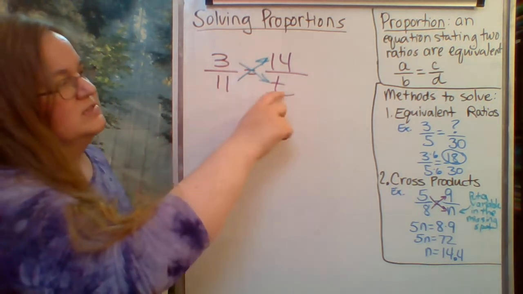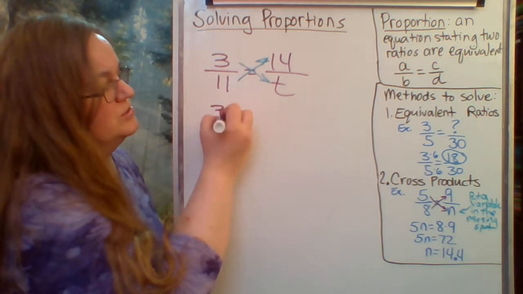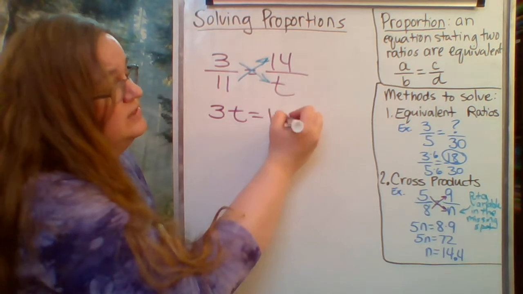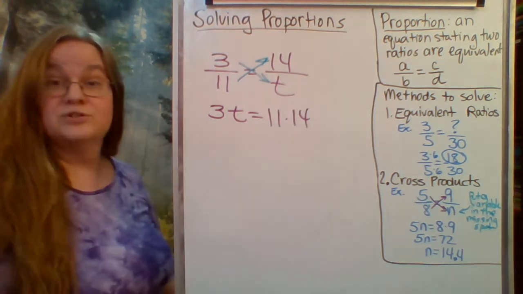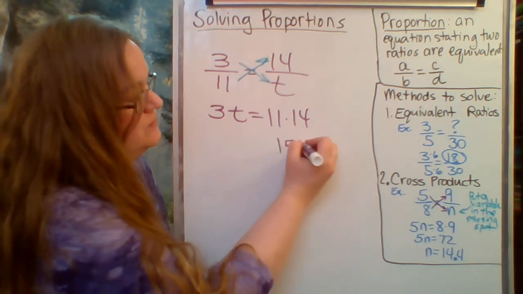Again, this times this has to equal this times this. So in other words, 3 times mystery number has to equal 11 times 14. So to solve it, again, I'm going to start with 11 times 14, which is 154.